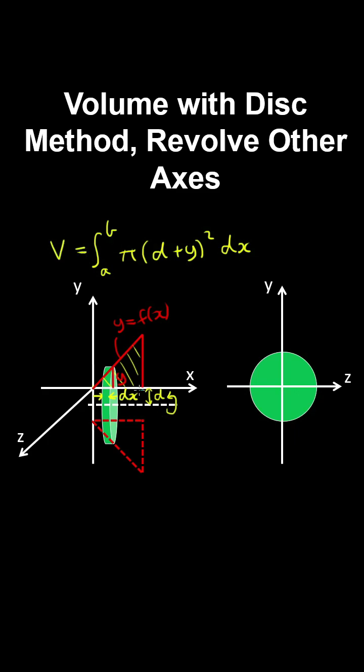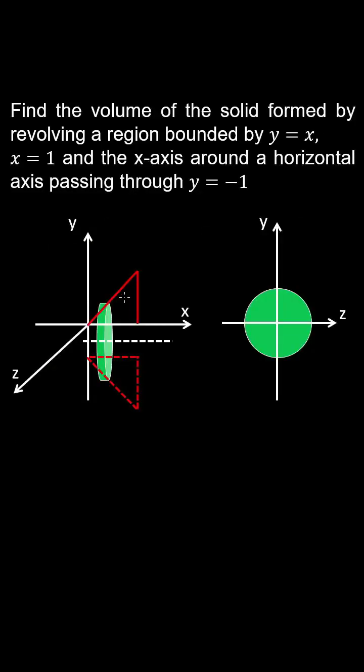But as we can see, the middle cylinder is hollow, so we need to subtract this volume from the volume of the solid, and that gives the volume of the revolved solid. So you'll see that using the disk method is not always ideal, and we'll learn other methods as we go along. Let's find the volume of the solid formed by revolving this region around the horizontal axis passing through y equals minus 1. And to do that, we're going to use the disk method.